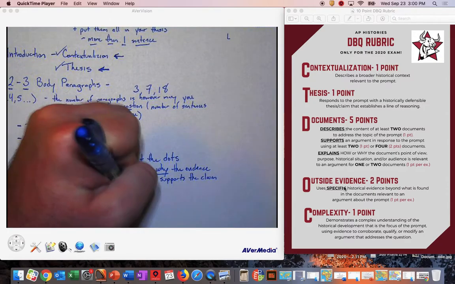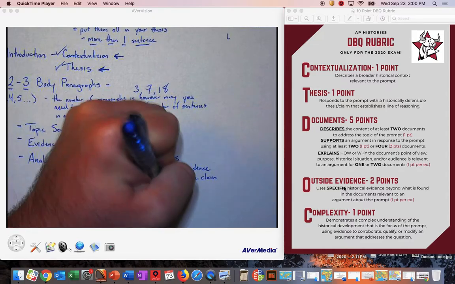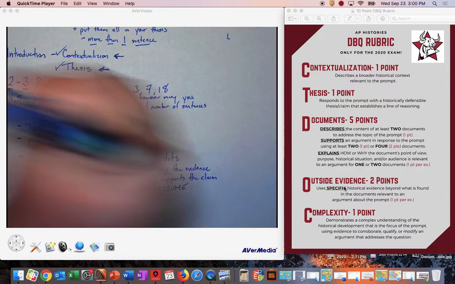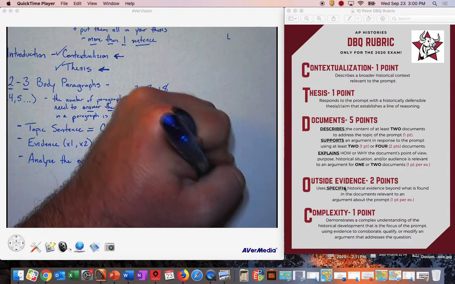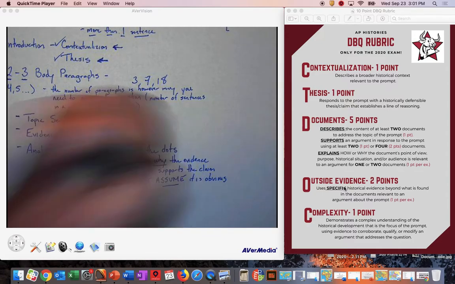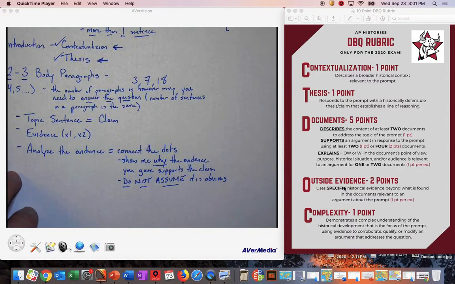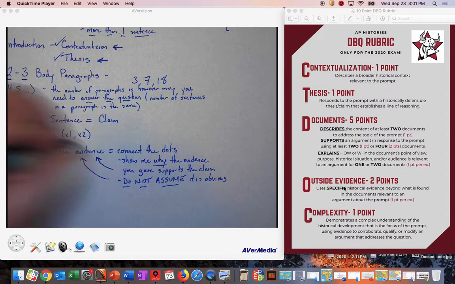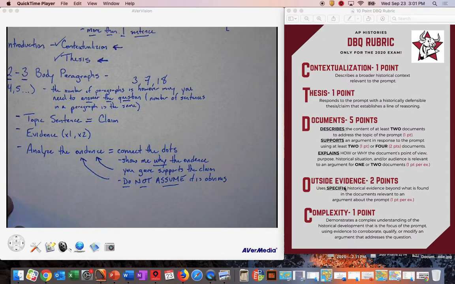Do not assume it is obvious. Connect the dots for me. That's what this means. Show me why the evidence supports the claim. Take me by the hand and walk me through it. Explain it to me like I am 5 years old. Assume I have no idea what it is you're talking about.